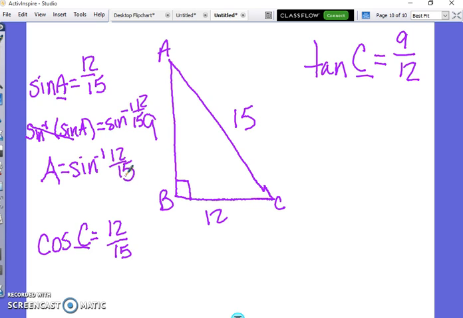This is where we go to our calculators. Hit the blue second button and then hit sine. What do you see? Inverse sine. Then in the parentheses, do 12 divided by 15. What do you see? 53.13 degrees. Make sure that your mode is set to degrees, not radians.